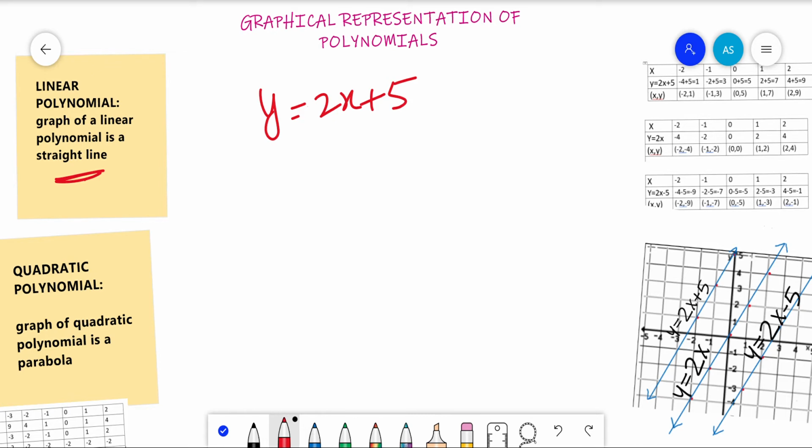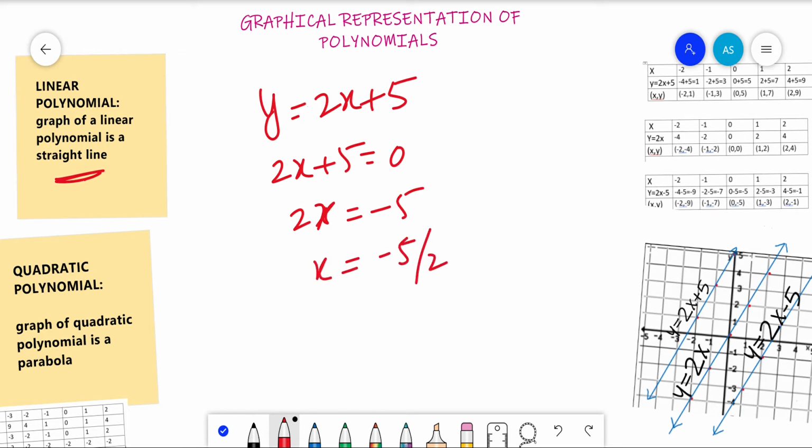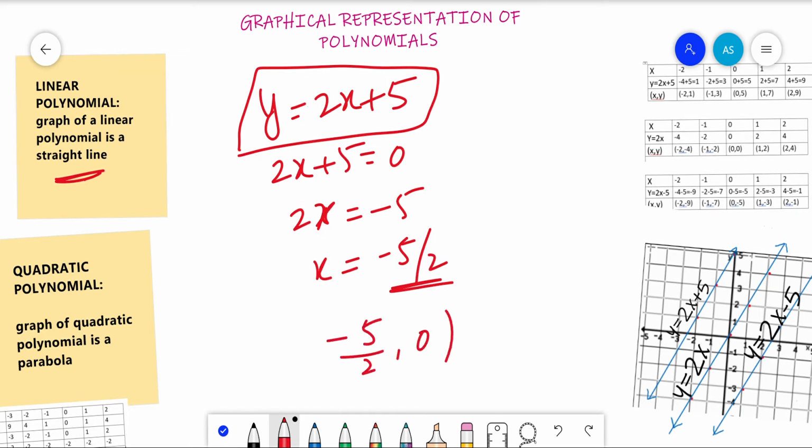If you want to find the zero, you have to set 2x + 5 = 0, so 2x = -5 and x = -5/2. So it is the zero of the polynomial. That means if you draw the graph of y = 2x + 5, it intersects the x-axis at (-5/2, 0), that is (-2.5, 0).